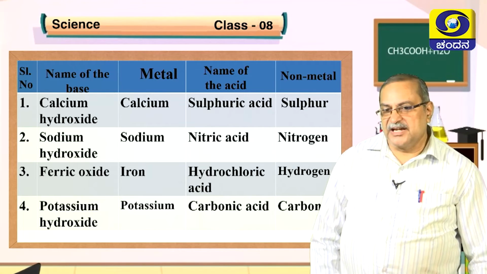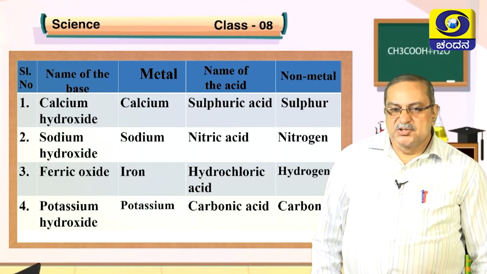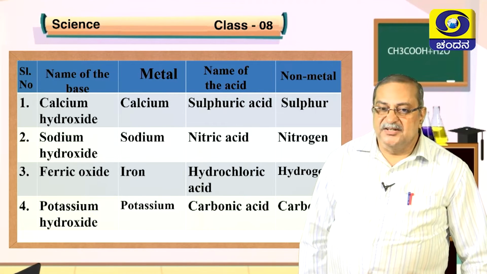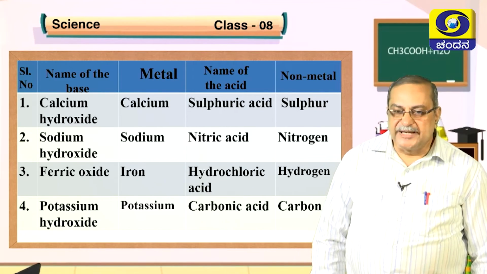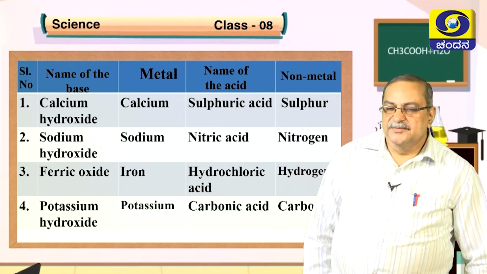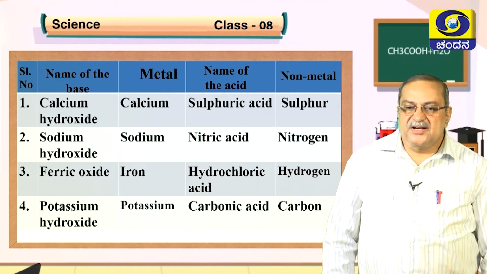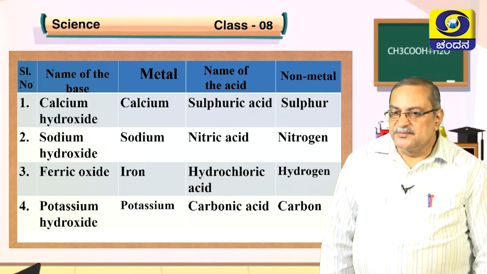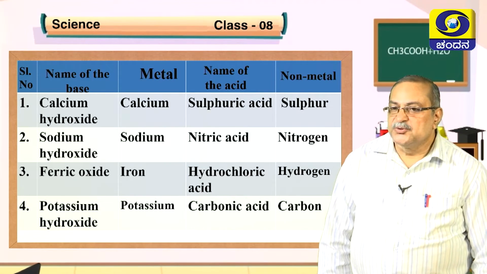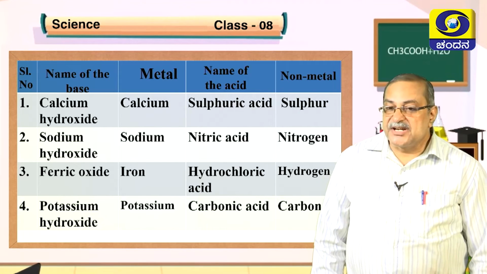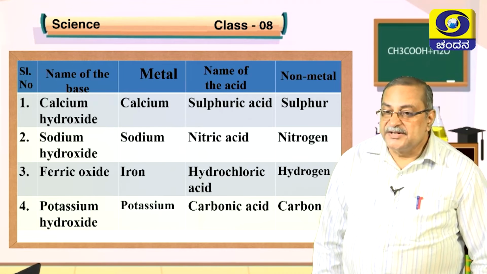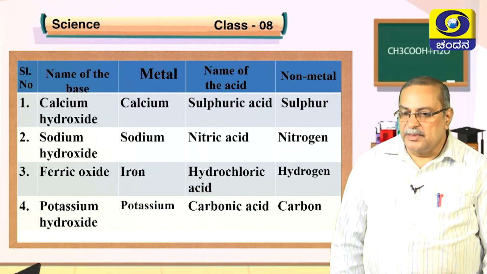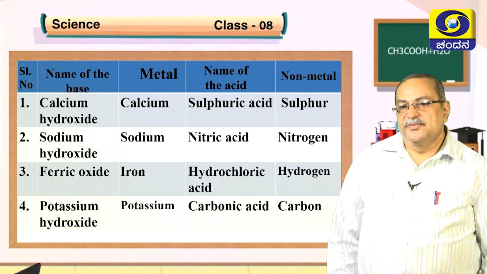Let us see the first, we can go for bases. Calcium hydroxide is a base. Calcium is a metal. Sodium hydroxide is a base, in this one the metal is sodium. Ferric oxide, that is iron oxide, so the metal is iron. Potassium hydroxide, here potassium is the metal part. So acids, when you come, sulfuric acid, H2SO4, here sulfur is a non-metal. Nitric acid, HNO3, here nitrogen is a non-metal. Hydrochloric acid, hydrogen is a non-metal. Carbonic acid, carbon is a non-metal here.